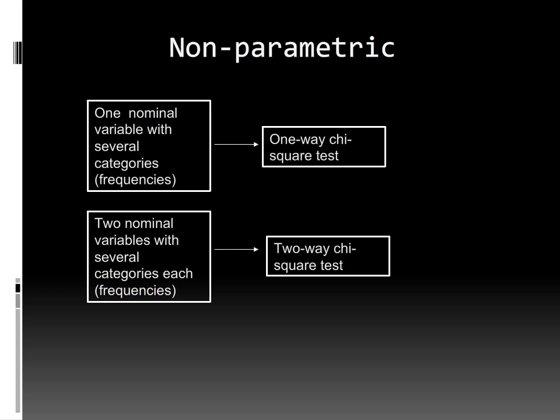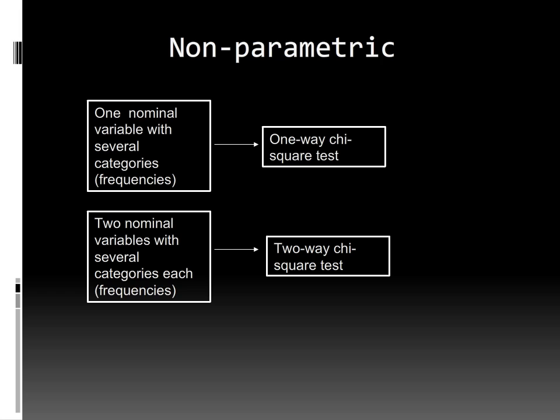We can take our earlier research example that was most appropriate for a one-way chi-square test and develop it into a research example that would be most appropriate for a two-way chi-square test. To do this, we need to add a second nominal variable. So the nominal variable we already have is whether or not students are type A or type B. The second nominal variable we can add is gender. Are students male or female?